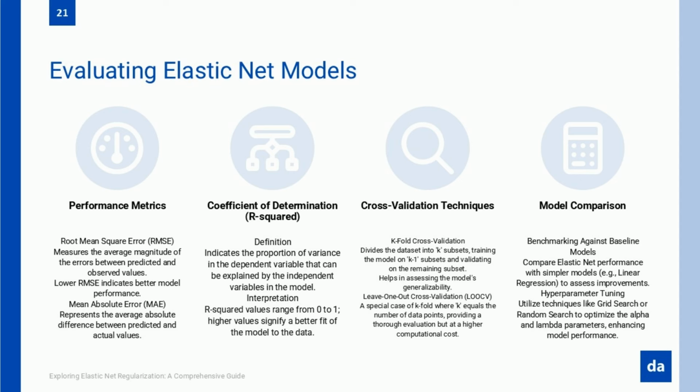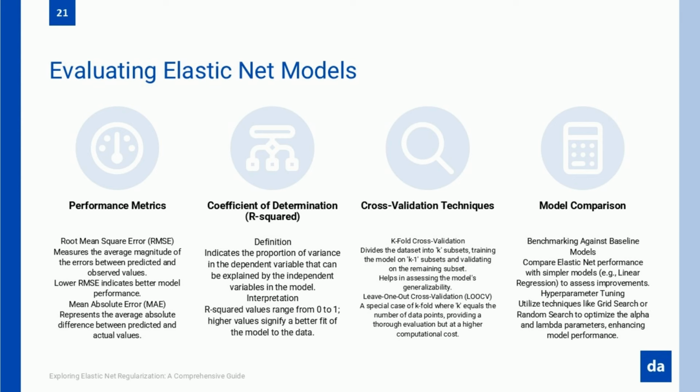Instead of testing on just one split of the data, we divide the dataset into multiple parts, train on some, and test on others. This prevents random luck from influencing the results and gives us a more realistic measure of performance. We also look at R squared, R2, which measures how much of the variance in the data is explained by the model. A higher R2 means the model is doing a better job at capturing patterns. But be careful, R2 can sometimes be misleading if the model is too complex. A model with too many predictors might have a high R2, but still fail when tested on new data.